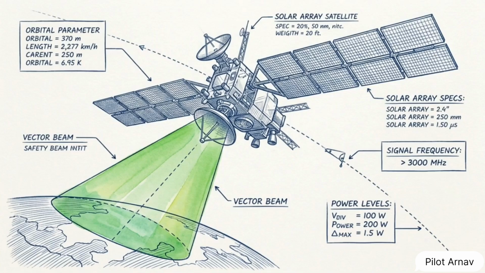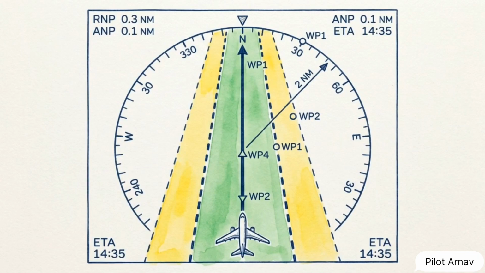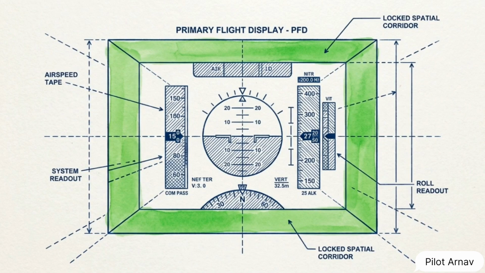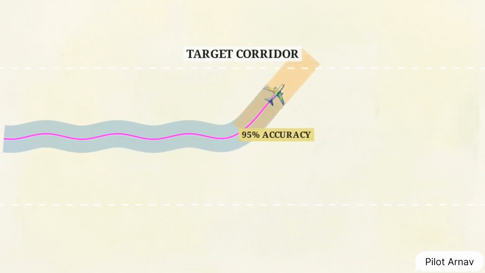To tighten RNAV accuracy, the system uses augmentations. SBAS, a satellite-based system utilizing geostationary orbiters, achieves a full-scale deflection of just 0.3 nautical miles. GBAS provides similar tightening using ground-based reference stations. The highest tier of this precision is Required Navigation Performance, or RNP. RNP combines standard RNAV routing with onboard performance monitoring and alerting, an active feedback system guaranteeing the aircraft stays within its assigned corridor with 95% accuracy. This map contrasts satellite precision with ground-based navigation.